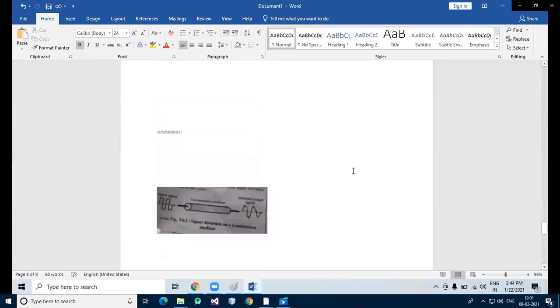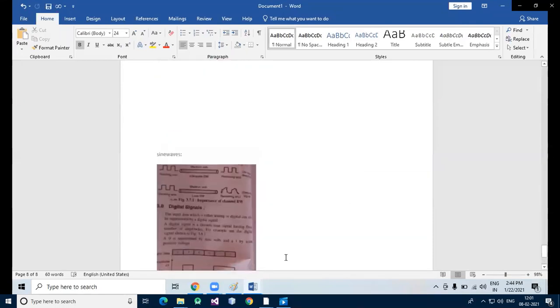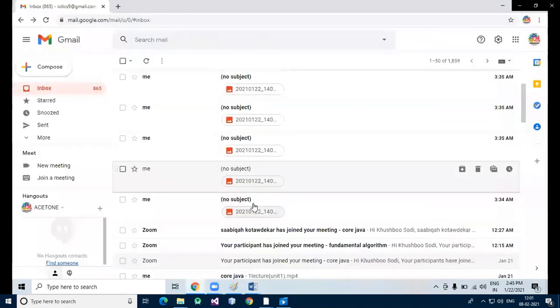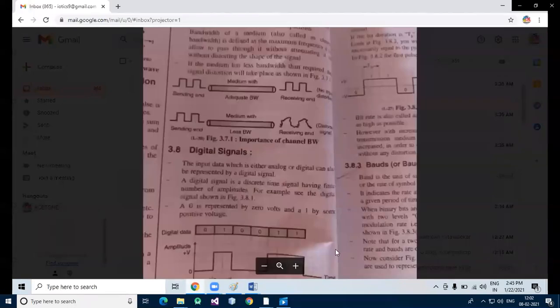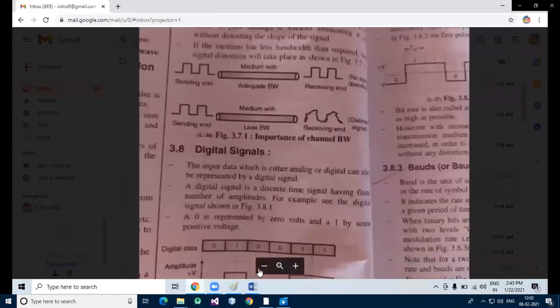Okay, in a digital signal, let's see. So this is your digital signals. The input data is analog to digital. Digital signal is a discrete time signal. We already discussed this, right? It is a discrete type signal.